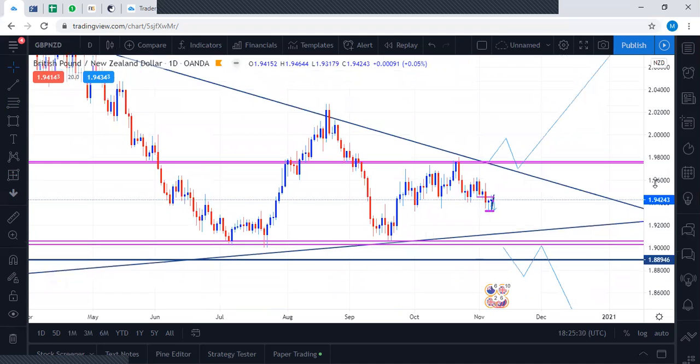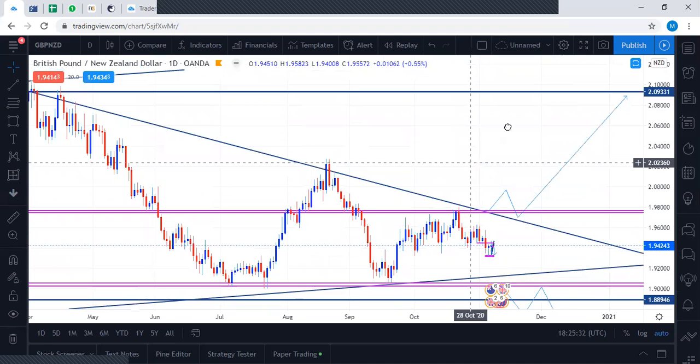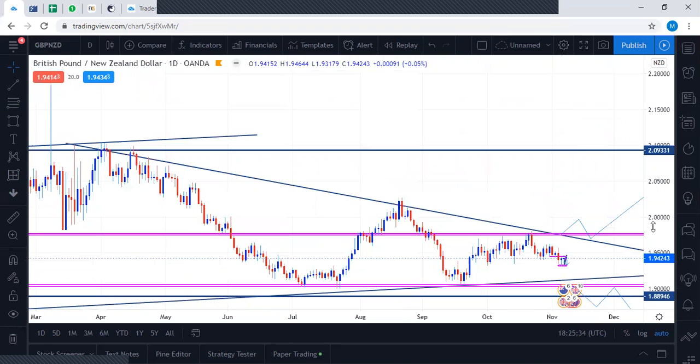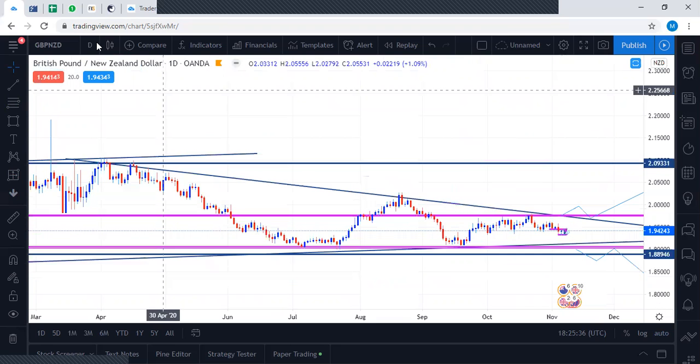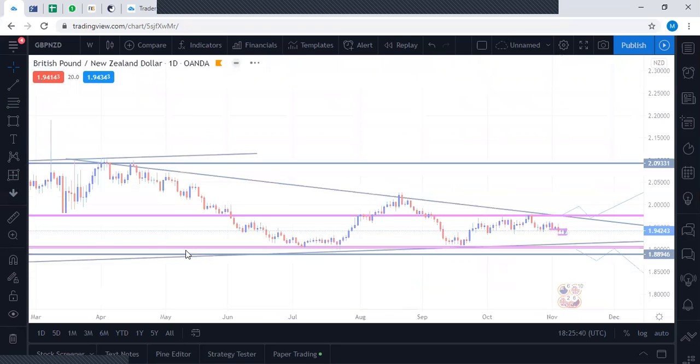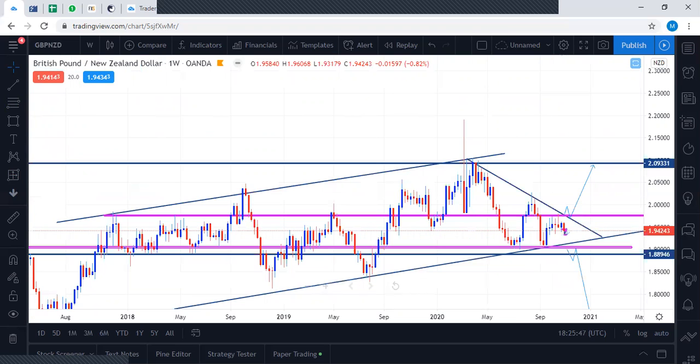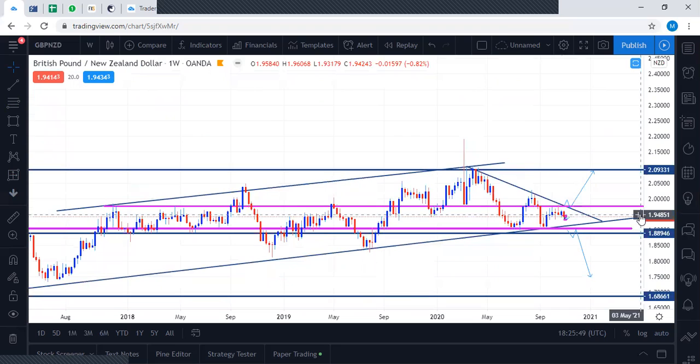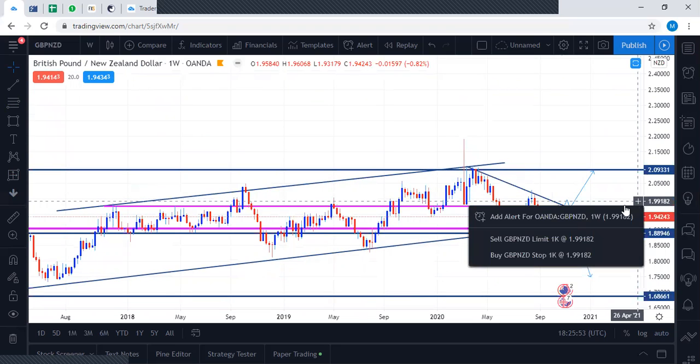Probably, I'm not sure I'm going to be taking the trade though. As you can see here, the daily price has been in an ascending channel. Let's go to the weekly so you guys can see clearly. The pound NZD price has been in an ascending channel on the weekly time frame.